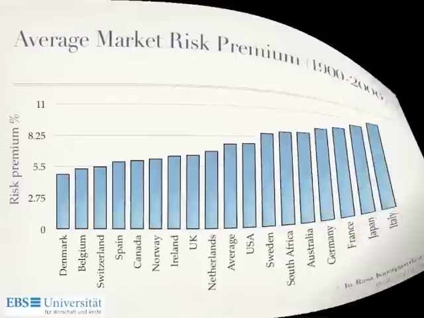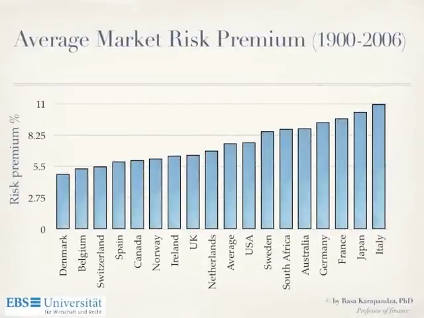Now, how much more does it pay to invest into stocks? This is what the number called average market risk premium will tell us. So what does the market risk premium tell us? The market risk premium tells us how much more do I earn if I invest in stocks compared to bonds. So for example, Italy on this chart tells you that the market risk premium is 11%. So what does it mean?